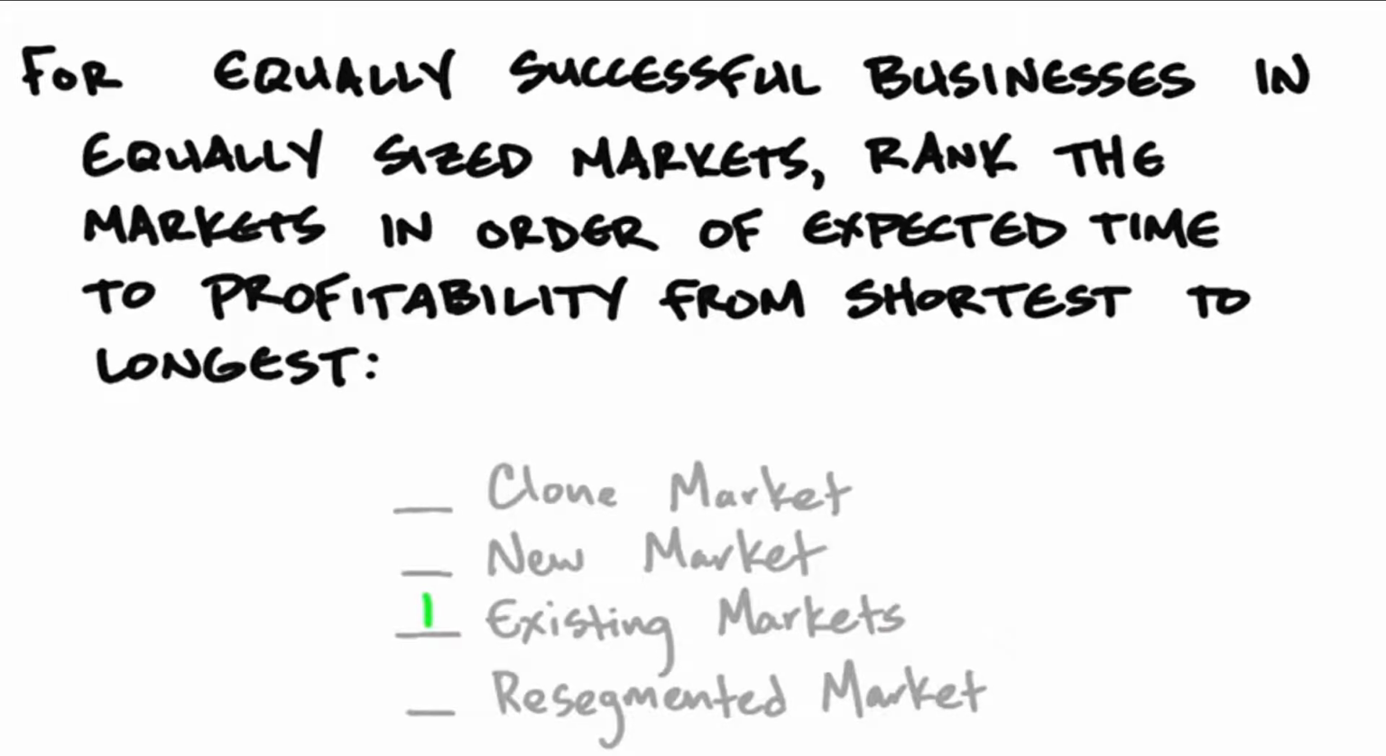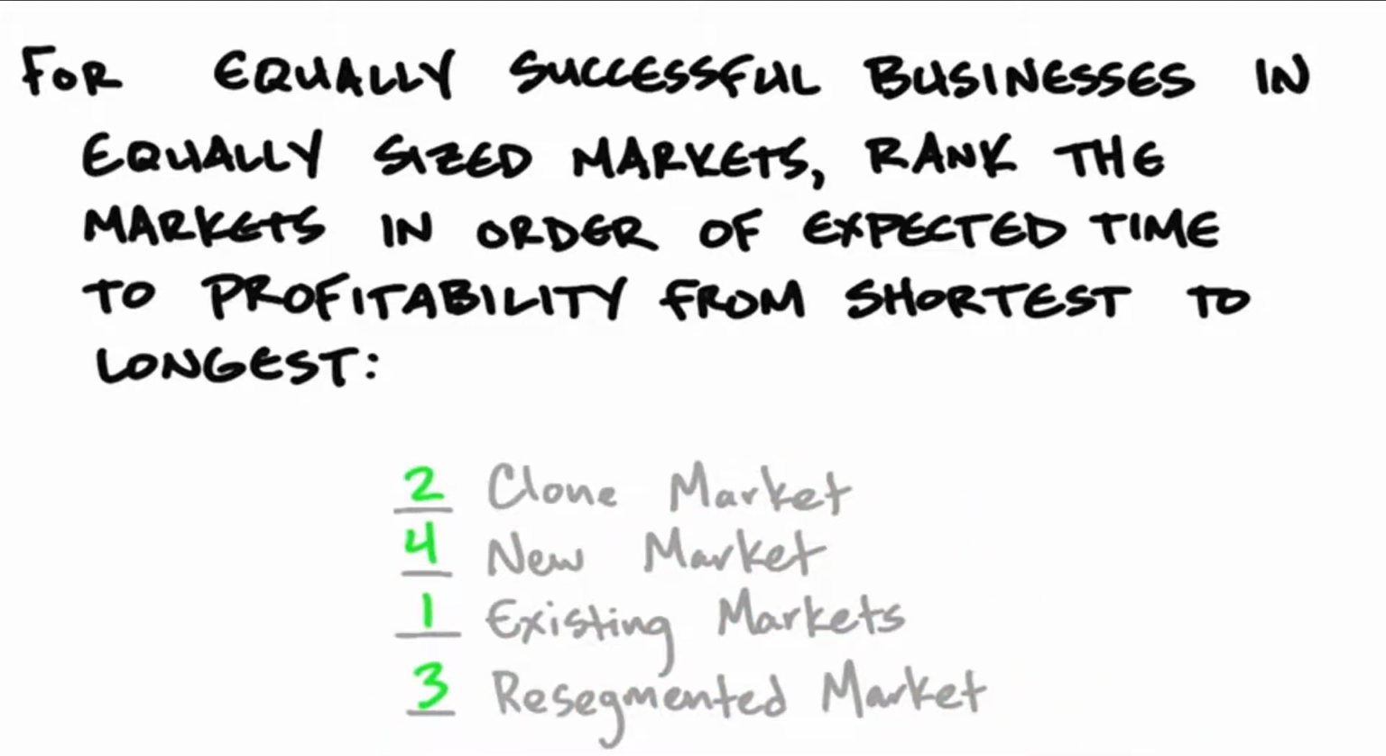If you were doing a clone market, that is copying a U.S. business model in a foreign country, that probably is the second closest to immediate profitability because you know the market exists, you just need to implement it in your local country. Resegmented market, well, that's probably somewhere in between existing and clone and new because you not only have to understand the market, you have to understand the customer's specific niche or low-cost needs.